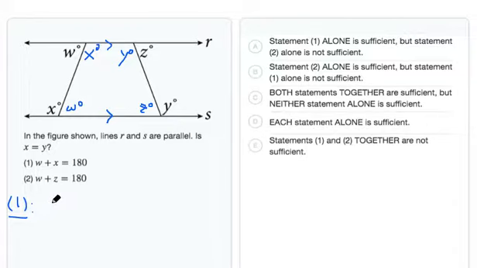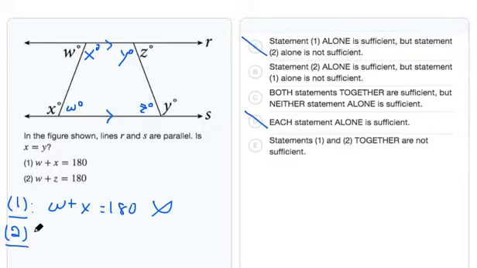Statement 1 tells us W plus X is equal to 180. And if we take a look at our image here, W plus X would be 180. So that's no new information beyond what we could deduce from the information given in the question on its own. So this statement alone is not sufficient, because the question asks us, is X equal to Y? And with this information, we have no information about Y. So this statement alone is not sufficient, and we can eliminate answer choices A and D right now. We're still left with B, C, and E.